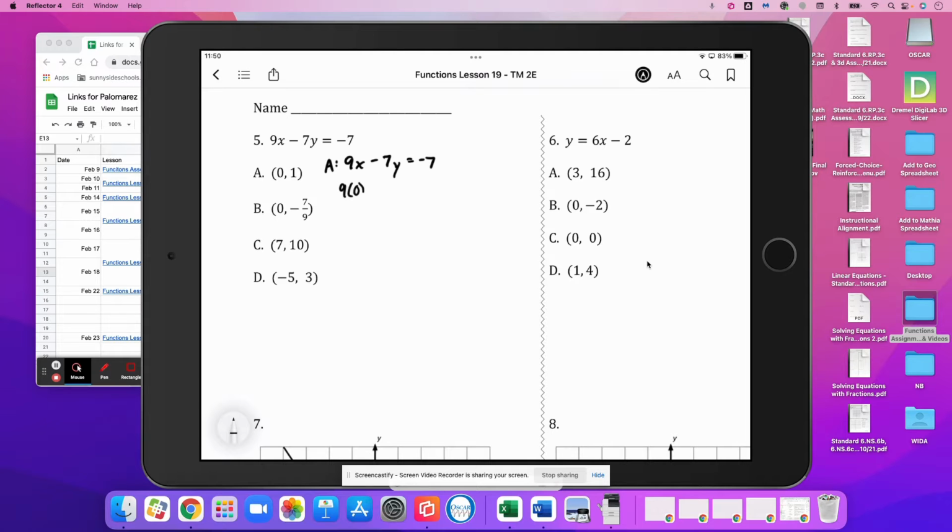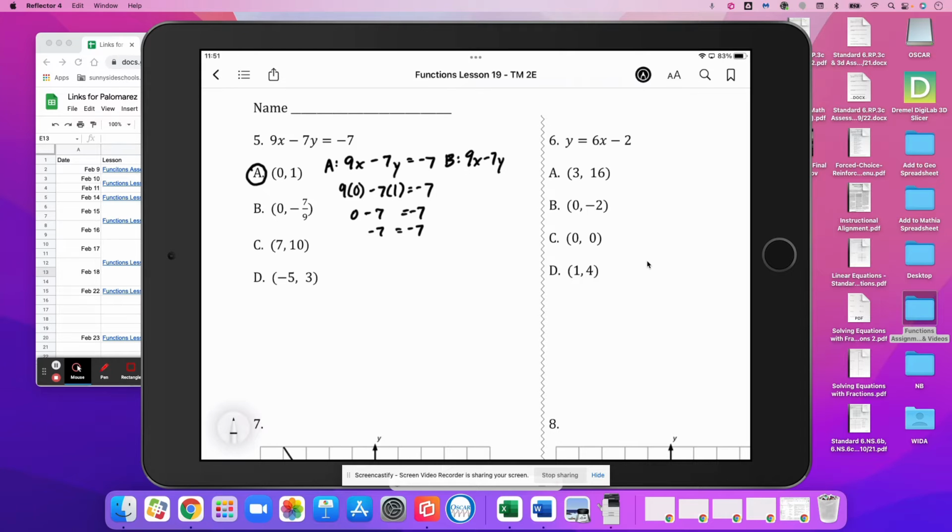So we've got 9 times 0 minus 7 times 1 equals negative 7. 0 minus 7 equals negative 7. Negative 7 equals negative 7. So yes, that satisfies the function.